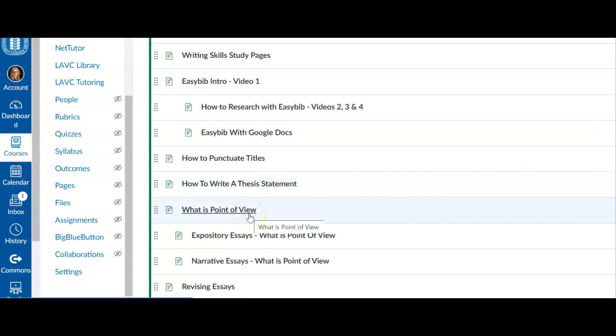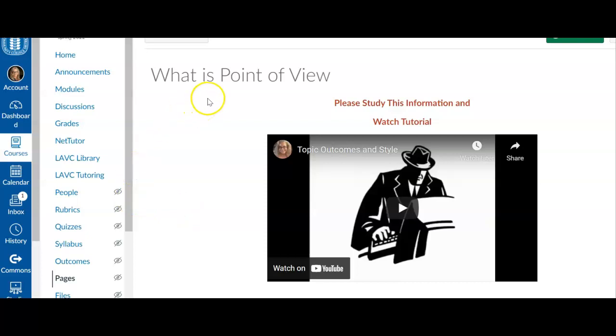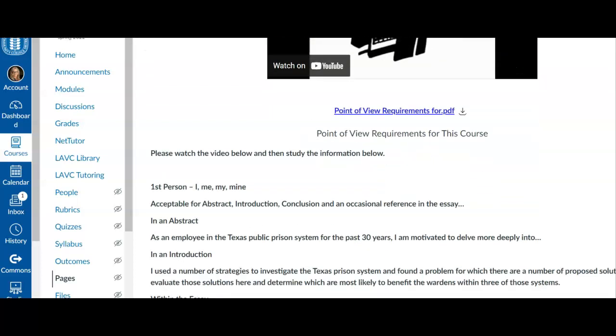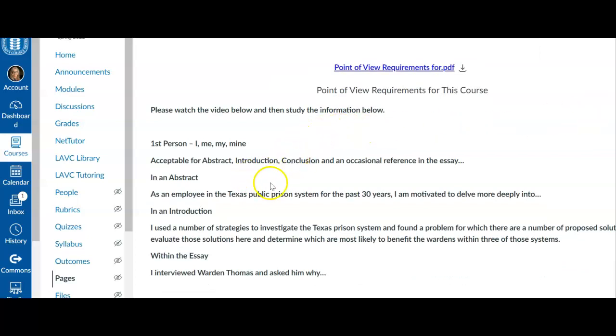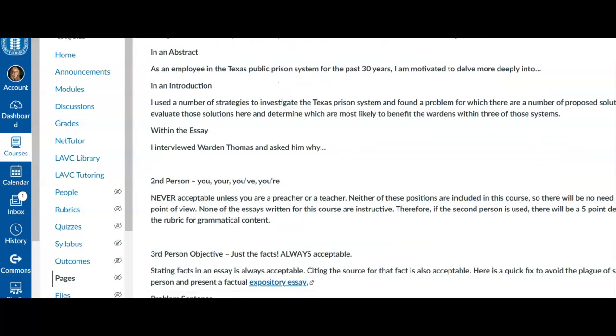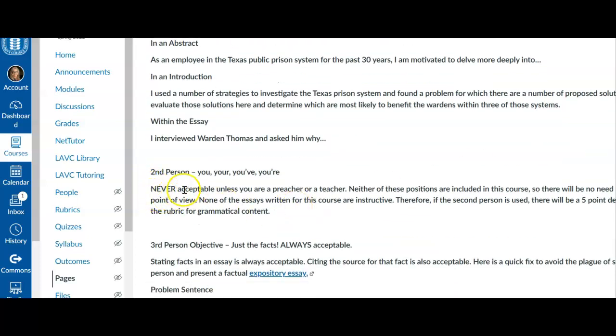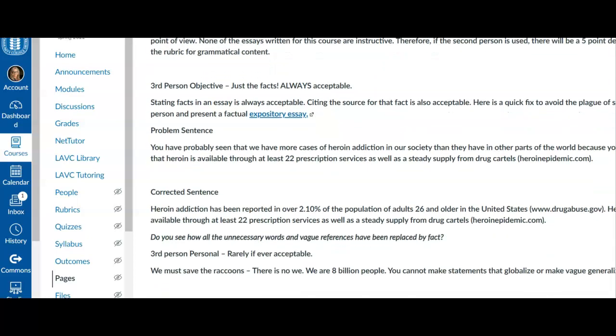What is point of view? If you used the word you, we, us, our, you were immediately deducted 50%. That page, What is Point of View, contains a tutorial where I literally explain to you the importance of an appropriate point of view. I discuss with you what first person is. And then I say, never use second person. Never use third person objective. Always use factual statements or first person statements.